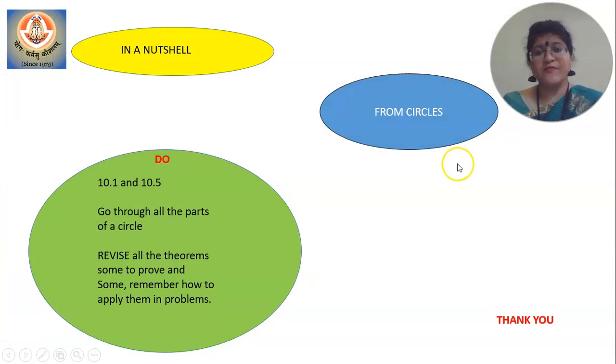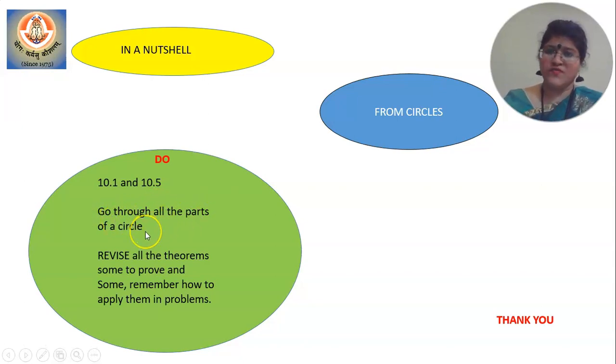So in a nutshell, from circles, what is it that you need to remember? You need to revise exercise 10.1, 10.5, and all the MCQ questions that were done, because circles will definitely be a part of the semester exam. Then go through all the parts of a circle. You could get objective questions based on them. Revise all the theorems, some theorems to prove, and some you just have to remember to apply them in problems.